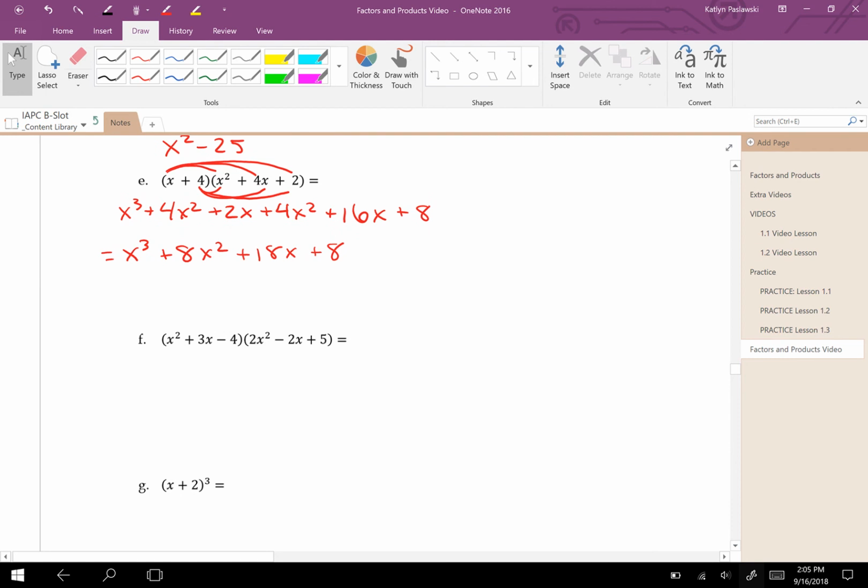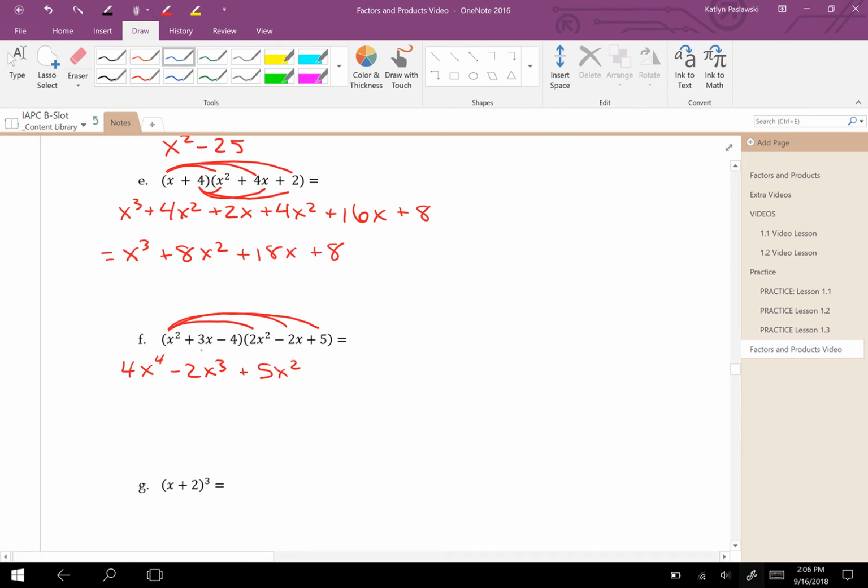F gives us a trinomial multiplied by a trinomial. Exact same process. I always like to start with my first term on the left. So I have here to here. Give you 4x to the power of 4. X squared multiplied by negative 2x is negative 2x cubed. And the outside terms is positive 5x squared.